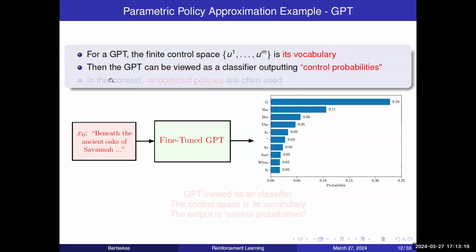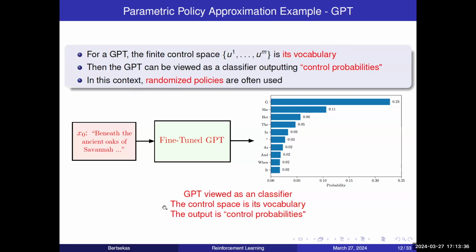And in this case, the GPT can be viewed as a classifier with the output being the control probabilities. Quite often in this context, randomized policies are used. As we saw in the previous lecture, it outputs the distribution over the entire vocabulary, but you may modify the output by imposing additional constraints. That has been done in practice to suppress the repetition of the text generated in the previous string and so on.